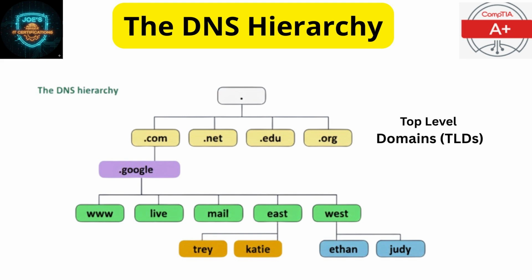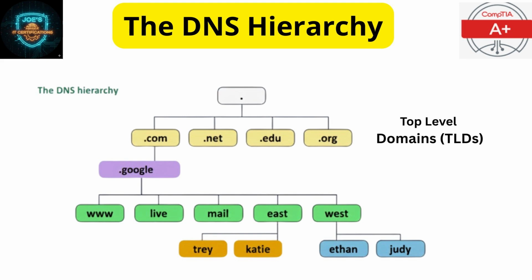And of course, you could have individual servers and devices underneath those domain names as well. So you could have a katie.east.google.com or judy.west.google.com. This allows you to organize your DNS infrastructure into a way that makes sense for your organization and have it accessible to anyone in the world.